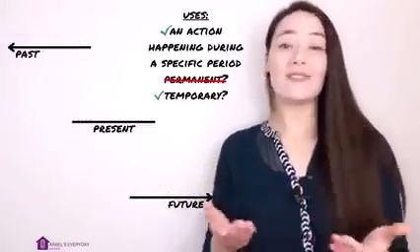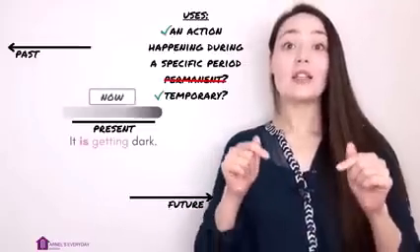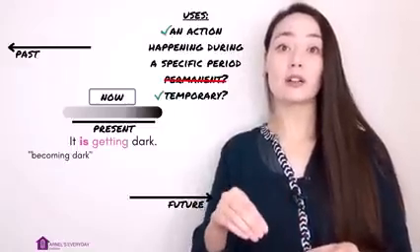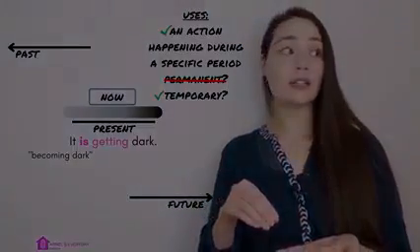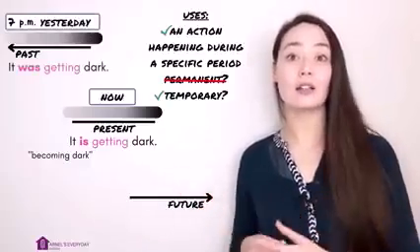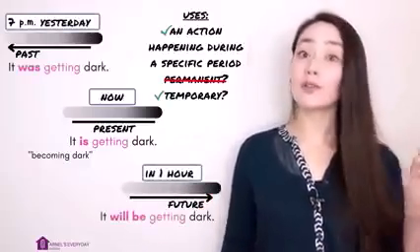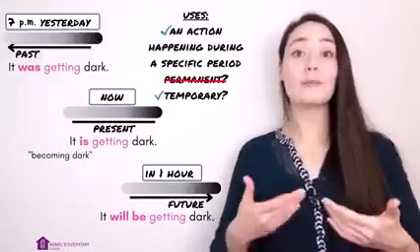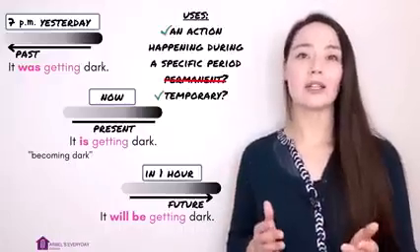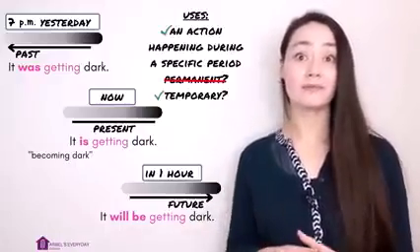Let's do another set of examples. Now it's getting dark. Getting dark means becoming dark. Yeah, it's getting dark. Now this is happening. Hey, you can't see me. Yesterday at 7 p.m. it was getting dark. In 1 hour, future, in 1 hour it will be getting dark. Permanent or temporary? Temporary. It doesn't get dark forever.